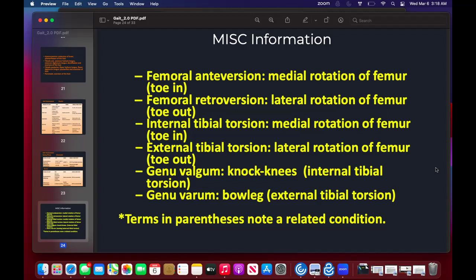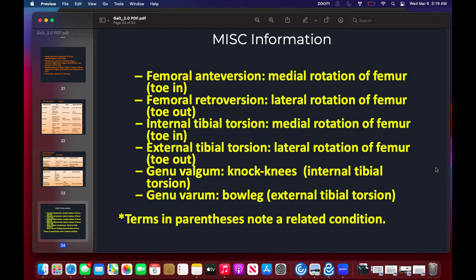Genu valgum is internal tibial rotation, knock knees. Genu varum is external tibial torsion, bow legs. So I put this in there so if you see these words, these phrases within questions, then you have a good framework that they essentially all mean the same things, right? If you see external tibial torsion, that means that the tibia is rotated laterally. When it says toe in or toe out, I know that some people are talking about essentially where the great toe is pointed. So in a normal gait pattern, the toe should be going right and forward.